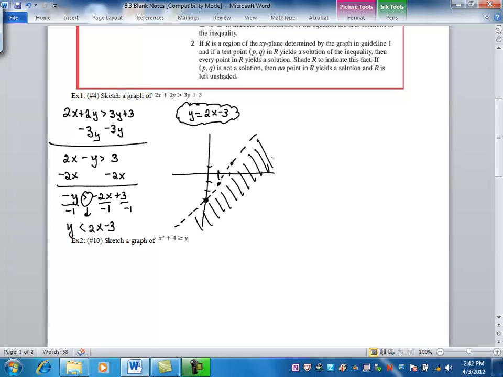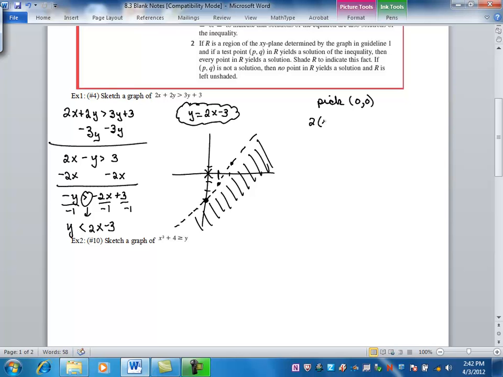Now what I'm going to do here, I'm going to remind us that anything in this region we believe is a solution to the inequality. Anything in this region up here is not a solution to the inequality. Now, our guidelines up here tell us to pick a point in the region and see if it satisfies the inequality. What I'm going to do is pick the ordered pair (0, 0). Now (0, 0) of course is right here. And it is not in the region we shaded, therefore it should not satisfy the inequality.